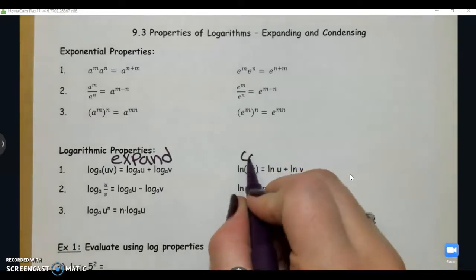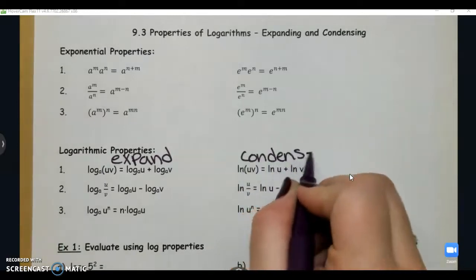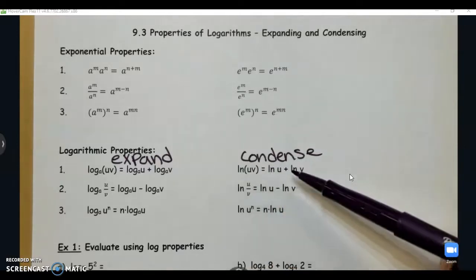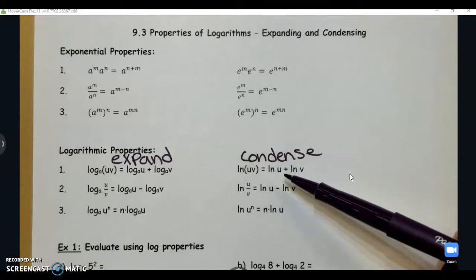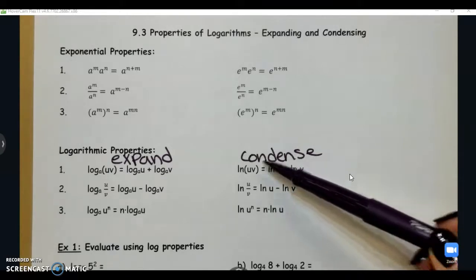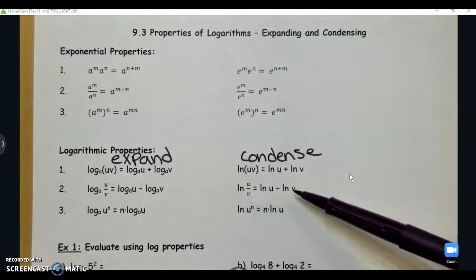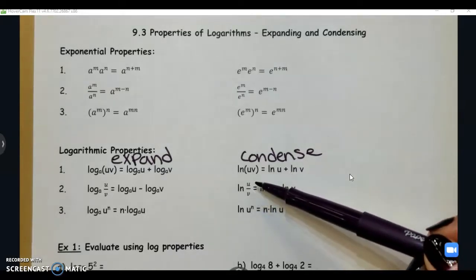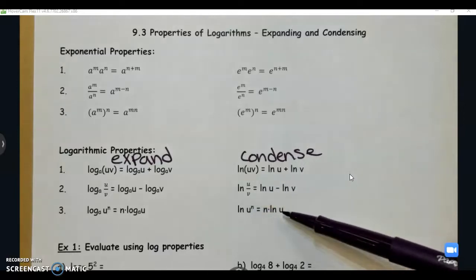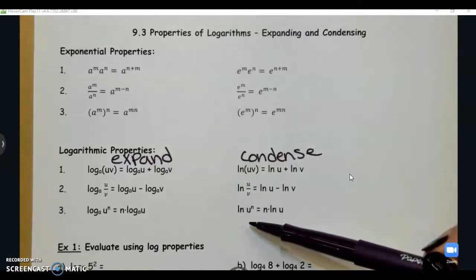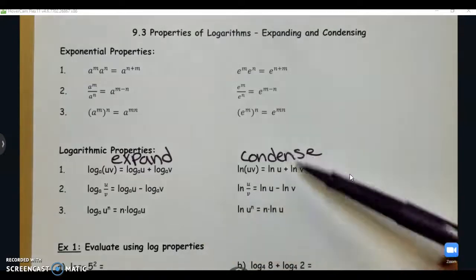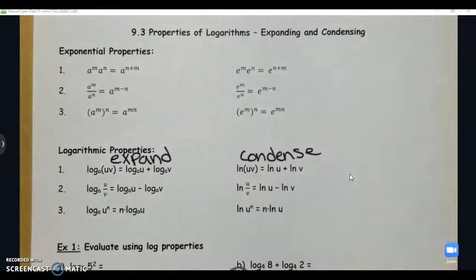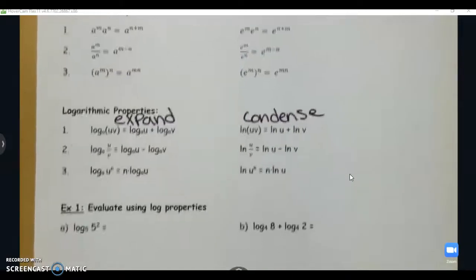And we can also condense these expressions by going the other way around. If we are starting with natural log of u plus natural log of v, we can rewrite that as natural log of u times v. If we have natural log of u minus natural log of v, you can condense that to be natural log of u divided by v. And if I have n times natural log of u, I can rewrite that as natural log of u to the n power. So expanding and condensing depends on which way you're going. So let's use some of these properties to evaluate.